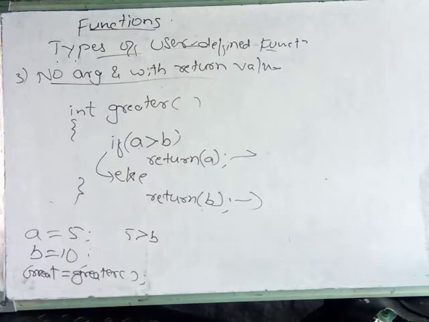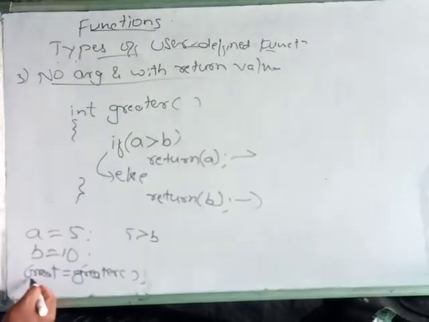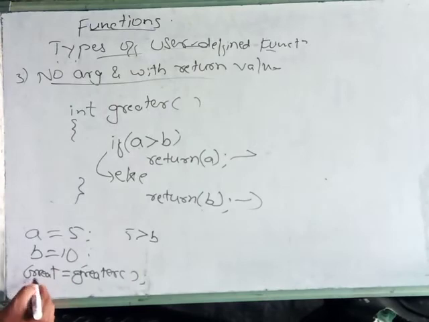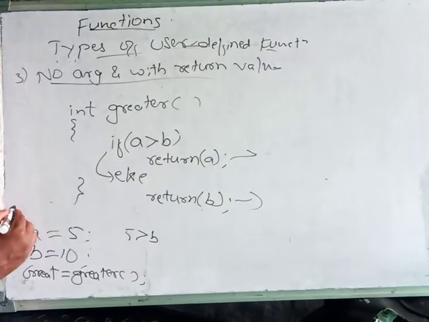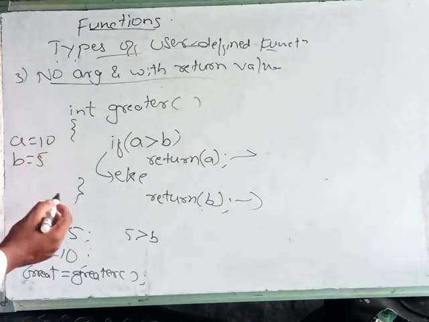This function we are calling from the calling function. This value will be returned to great. Here, the great value now becomes b. Whenever we want, we can display that. Clear?